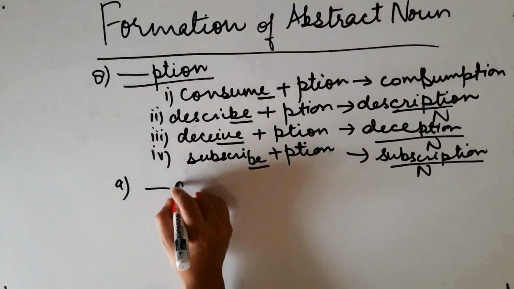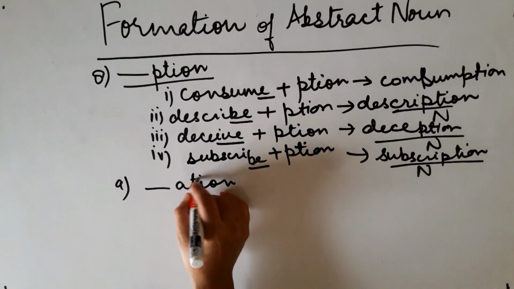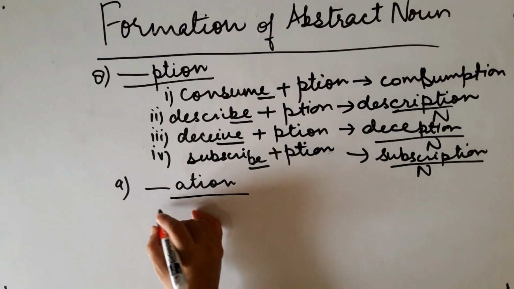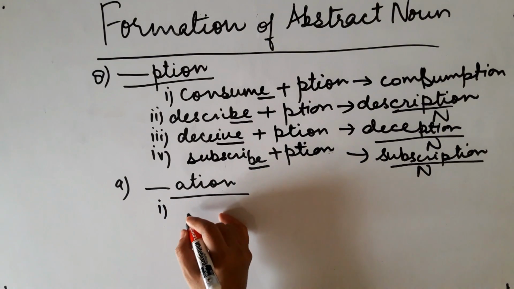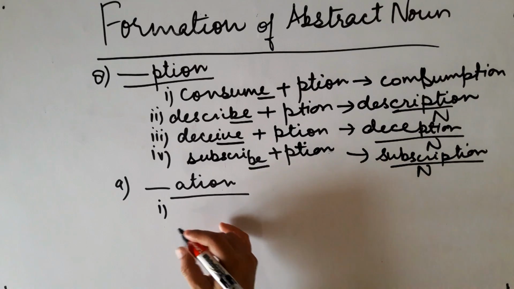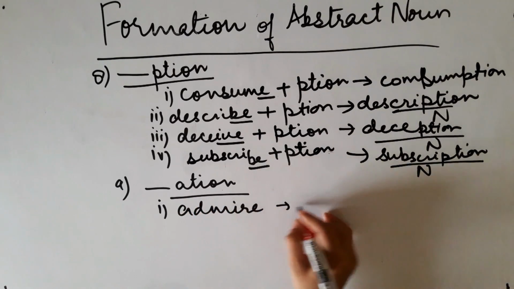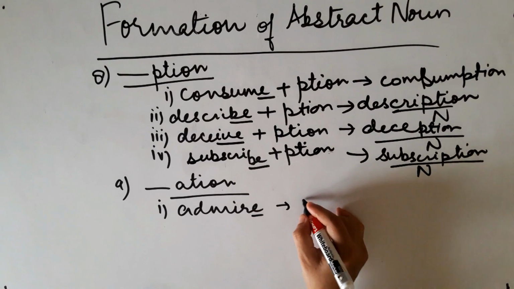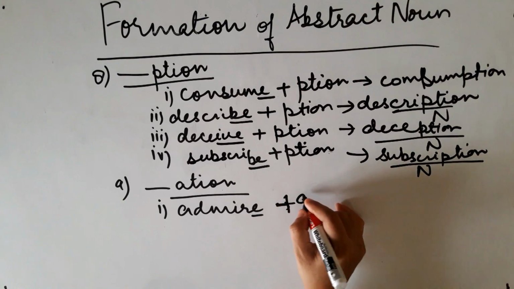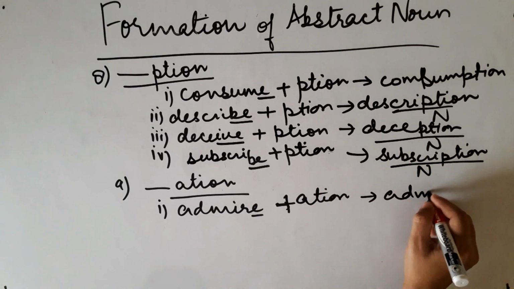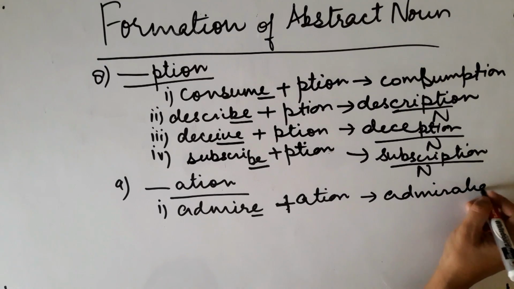Another way is by adding a-t-i-o-n to the verbs. Here I have got some words with me where we can change the verbs by adding a-t-i-o-n with a slight change in the original word. So I have a word like admire. We will replace e and we will just add a-t-i-o-n to it. It becomes admiration, which is again an abstract noun.